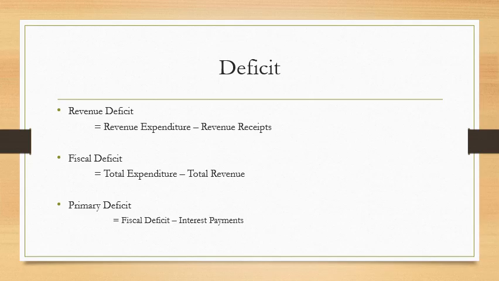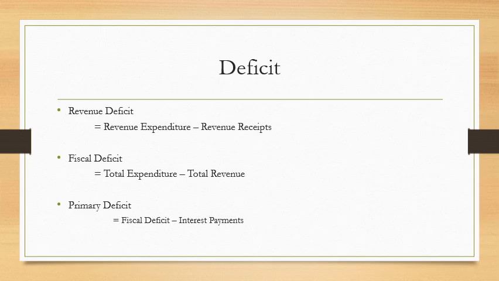Now we will move on to the deficit part. The word deficit refers to the excess of expenditure over revenue. When the government incurs expenditure more than its revenue, it is called deficit. There are three types of deficits in the Indian budget. The first one is revenue deficit. The second one is fiscal deficit. The third one is primary deficit. These are the three types of deficit used in our Indian budget.